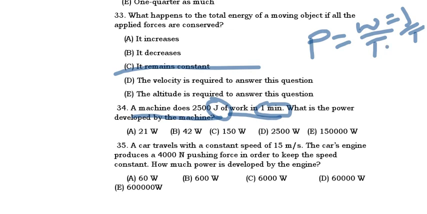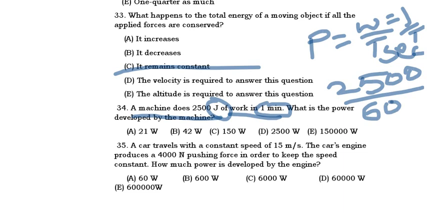So this 2500 by 60, since 1 minute means 60. If you cancel it, 6 ones are 6, 6 fours are 24, and so on. It will be 41 point something. So approximately 42. Your answer is 42 watts, right? Now see the last question.